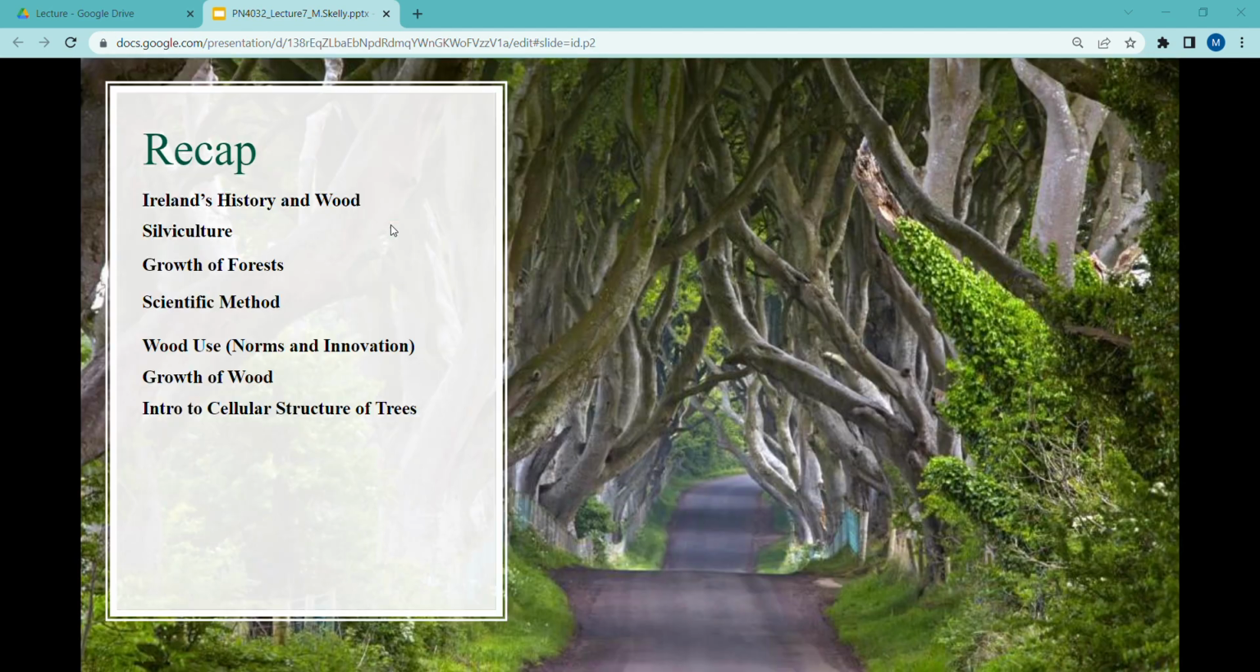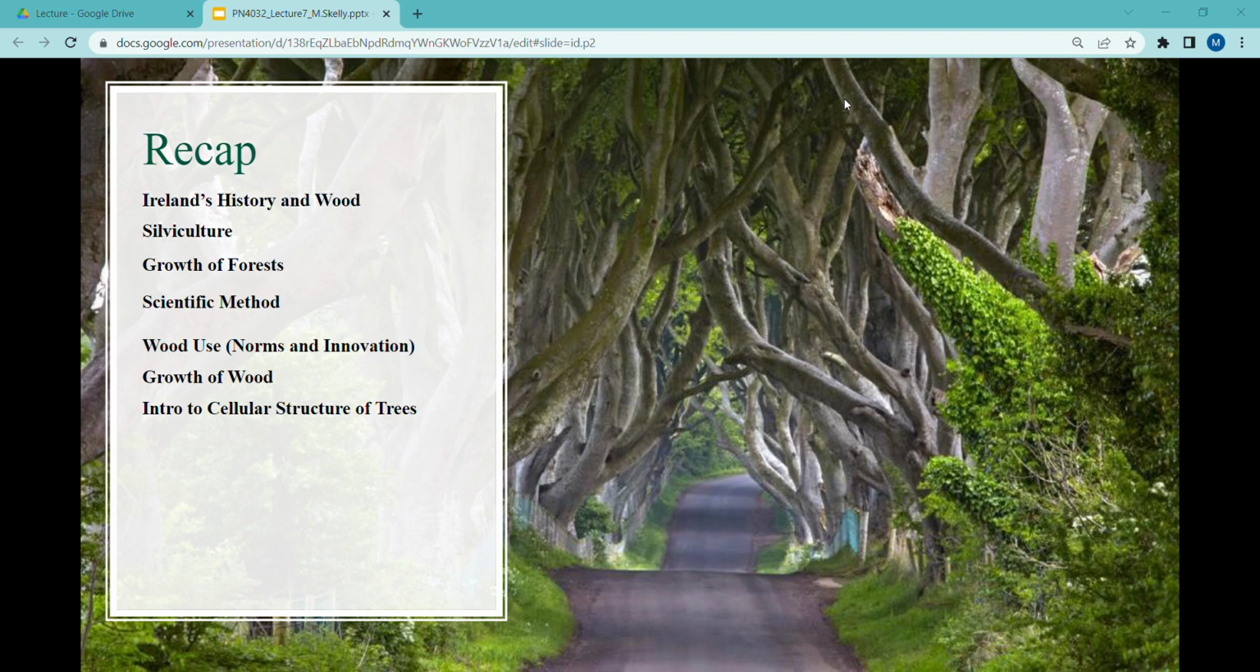Okay, so the first thing we're looking at here is a bit of a recap, same way we start all our lectures with a recap. What we've done so far, and a bit of explanation as to where we're going with the lecture today. We've looked at Ireland's history and wood, and a little bit about silviculture. You've created your posters, that's your application principle 1. One of your posters is a little bit about silviculture, how you plant a forest and what the forest is going to do for people.